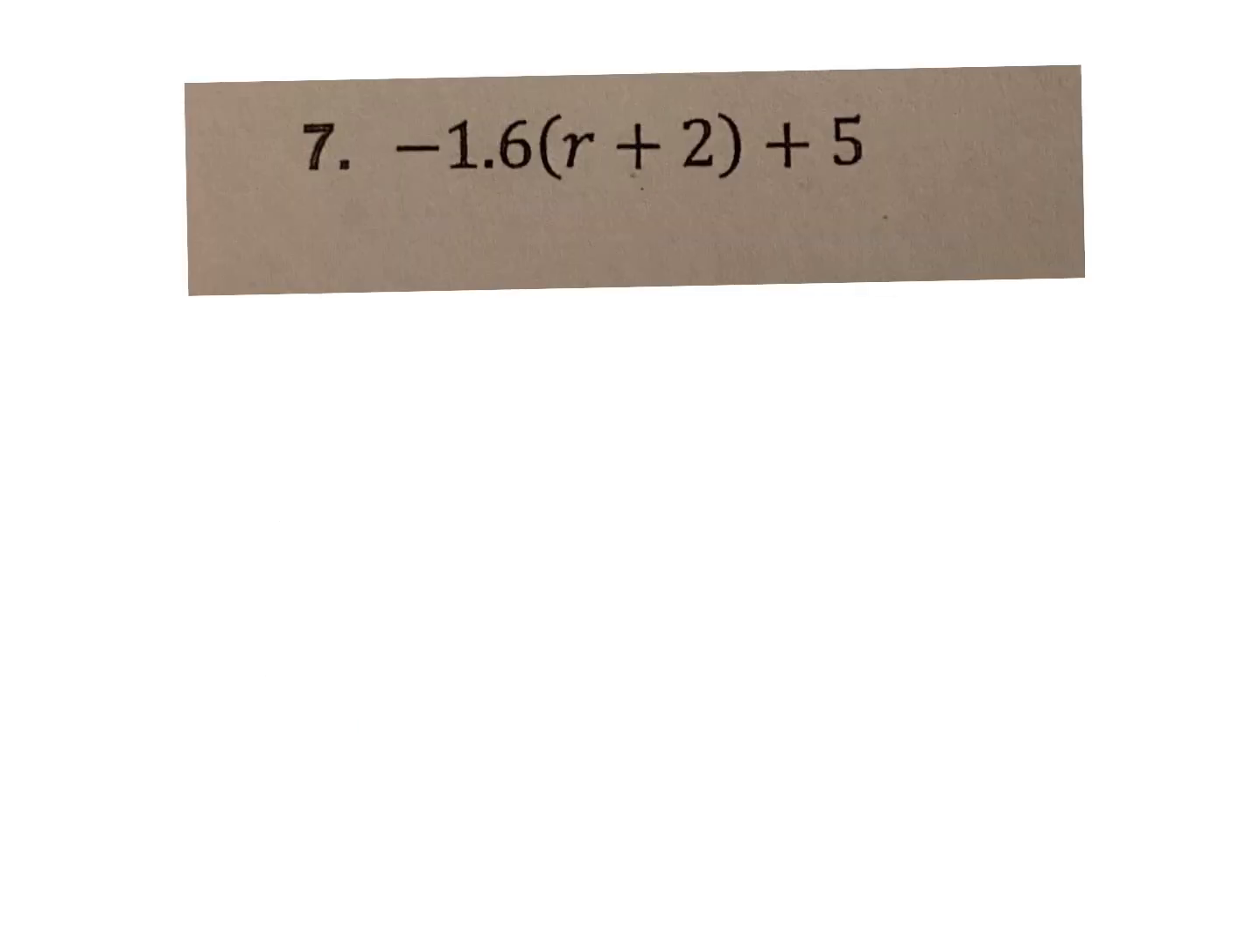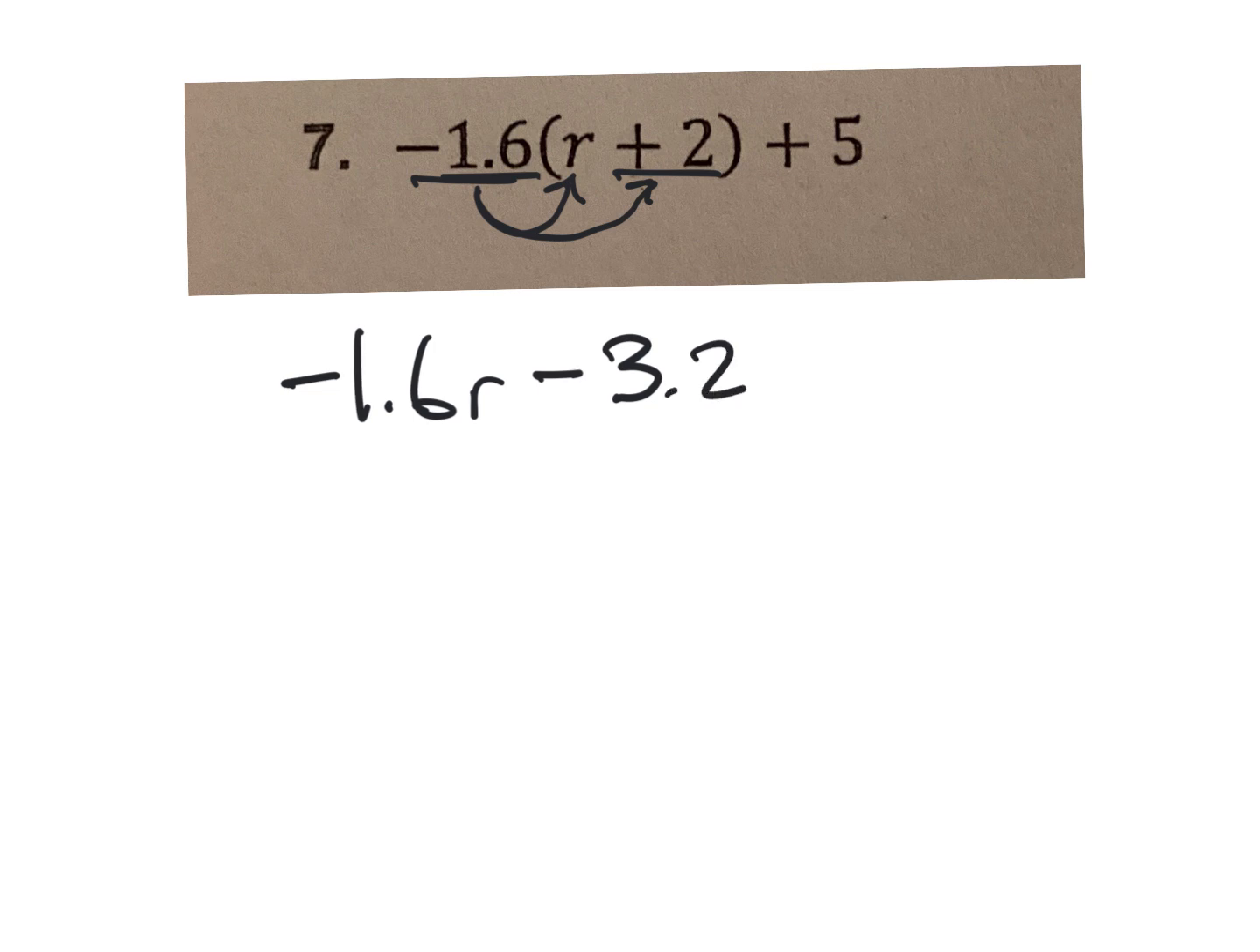All right, another distributive property. This time we're using a negative. So the first thing we do is we do -1.6 times r, which is a -1.6r. And then we times it by this term. Negative times a positive is going to get me a negative. So 1.6 times 2 is 3.2. And then I bring down my 5.